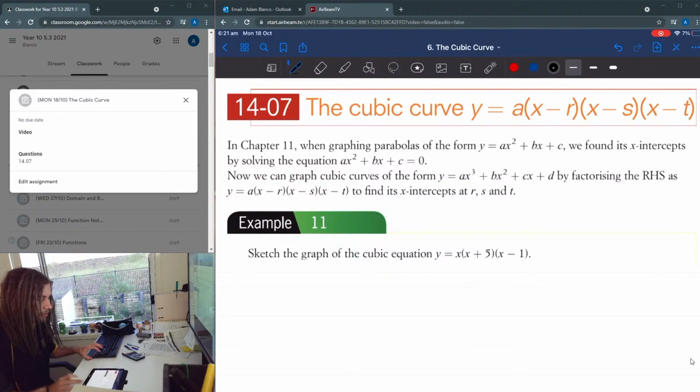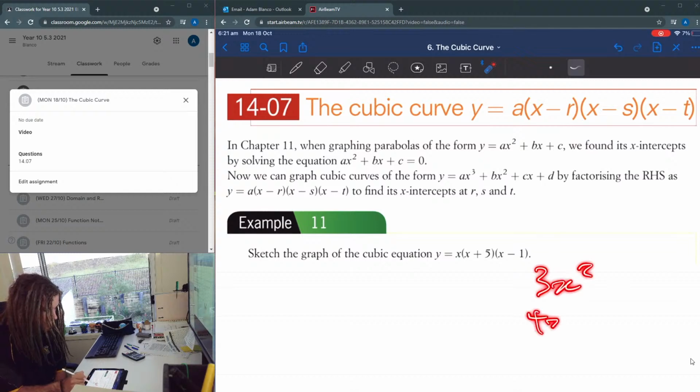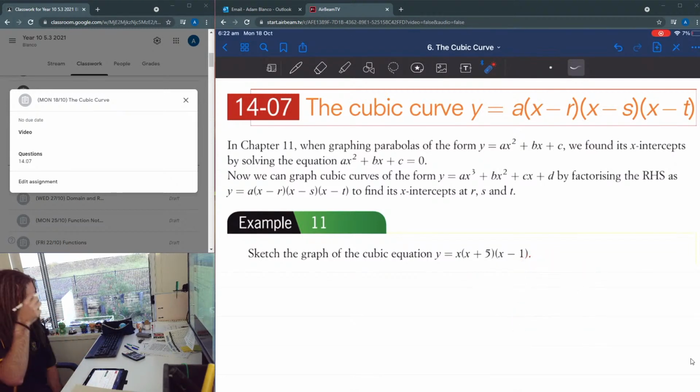Okay, now once we've done all the hard work and we've gotten this into a form where it's completely factorized, so this is just a bunch of blank numbers, you might say pretend that a is not there. You just have three sets of brackets because it's a cubic, so like x to the power of 3. You'll have at most three sets of brackets. You might have an a out the front, which is just like, when you have 3x squared or 4x squared, that 3 and that 4 is just going to make it skinnier or wider or whatever.